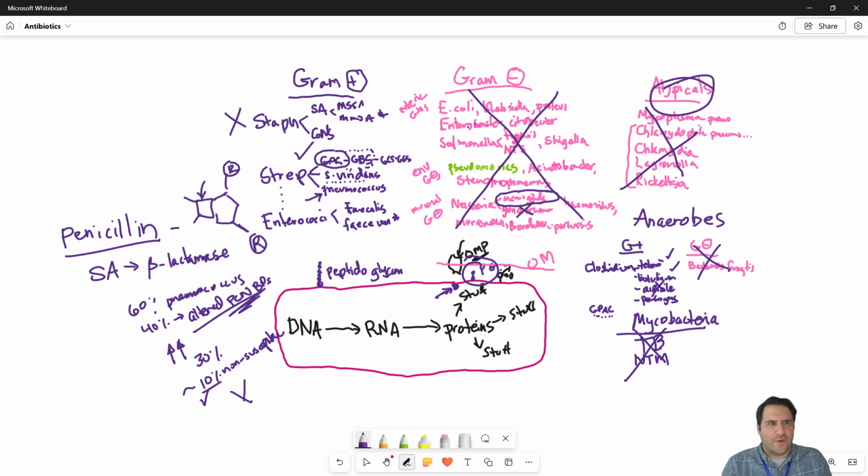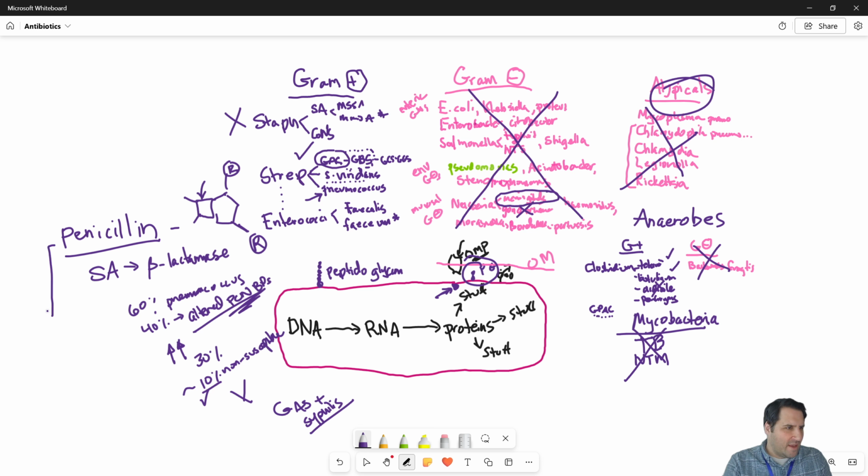What can you use it for? You can basically use it to treat group A strep and syphilis. At high dose, you can also treat certain pneumococcal infections and faecalis infections. But by and large, you're going to use it for syphilis and group A strep. And that is penicillin. So let's talk about ampicillin and amoxicillin, all right?